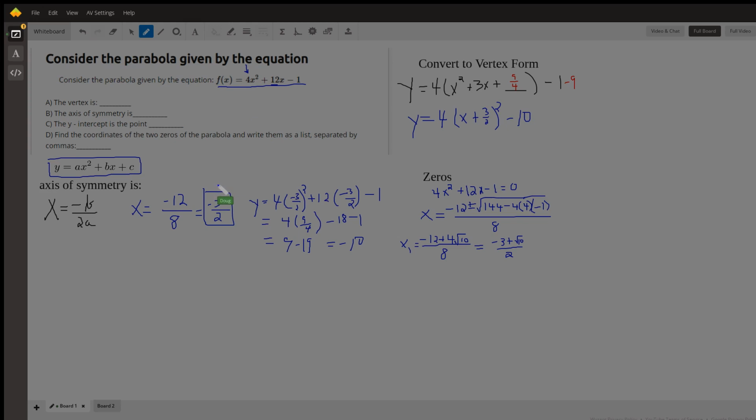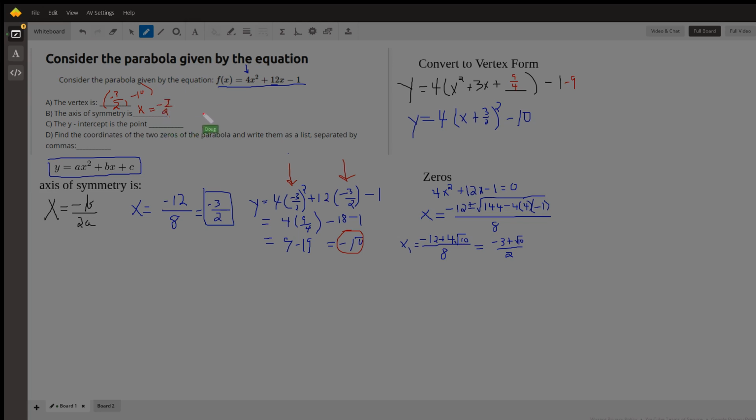So to find the y-coordinate of the vertex, we can plug negative 3/2 into the function, which is what happened right here. And if you simplify that, you get negative 10. So the vertex is at negative 3/2, comma, negative 10. And we already have seen that the axis of symmetry is x equals negative 3/2.